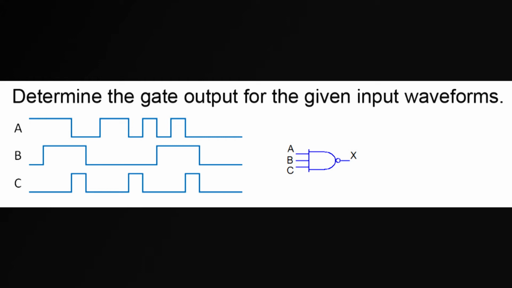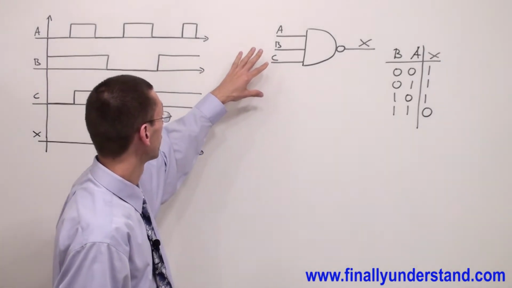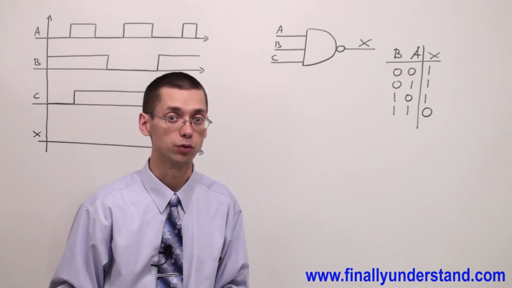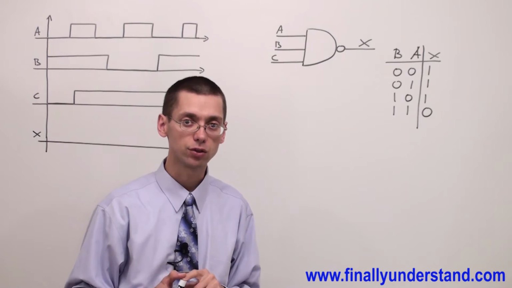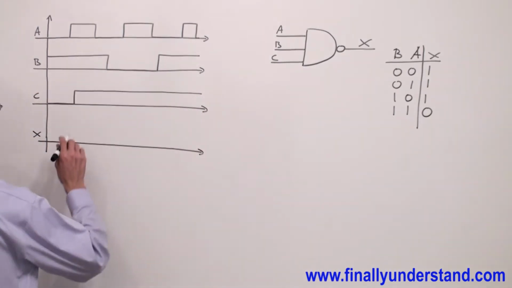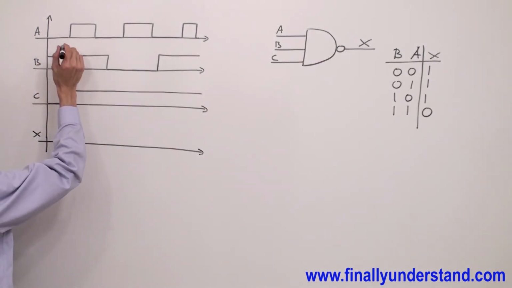Determine the gate output for the given inputs. This time we have 3 inputs and we have 3 waveforms, and we're supposed to find the output waveform. Rule number 1, you're supposed to look at each waveform and draw the dash lines from any transition. I mean transition from 0 to 1 or 1 to 0.